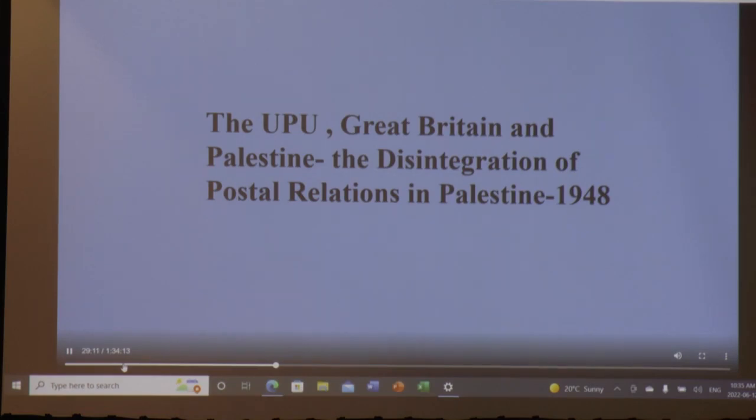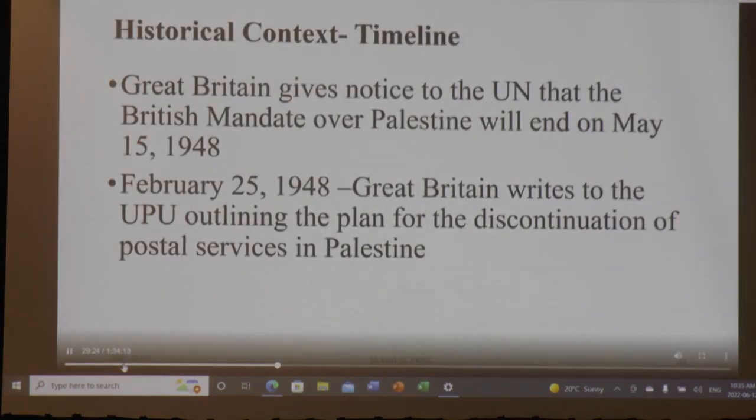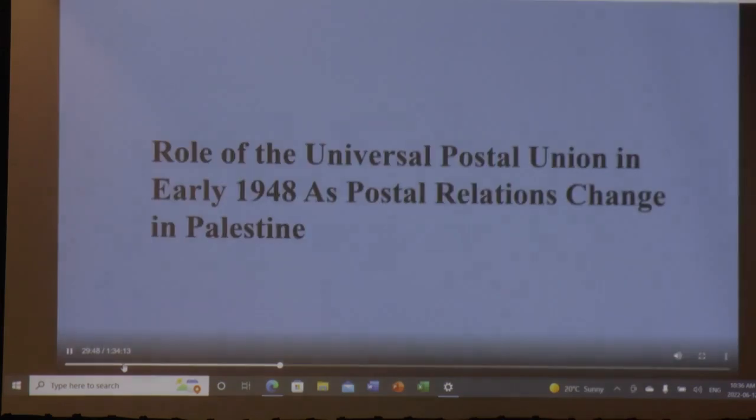Now, what about the disintegration of postal relations with Palestine and the withdrawal of Great Britain from the formerly League of Nations mandate, then UN mandate over Palestine? Well, Great Britain gave notice to the United Nations that the mandate would end on May the 15th of 1948, and it wrote to the Universal Postal Union saying, by the way, I don't know how mail's going to get to and from Palestine after we're gone, but we're just giving you notice that somebody better step in. You, the Universal Postal Union, the United States, some other country, to somehow have mail administered.